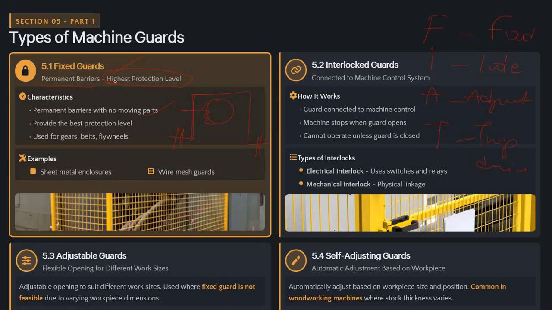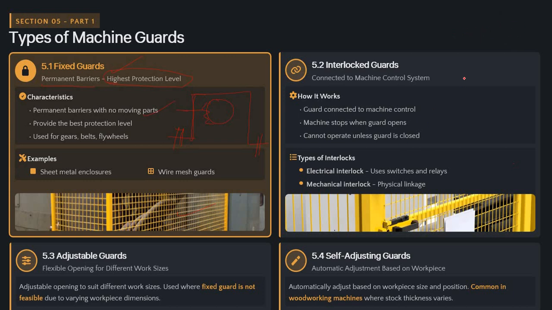And second is the interlock guards, where people have a minor intervention. Suppose you have a minor intervention inside the machine, then these interlock guards are required.